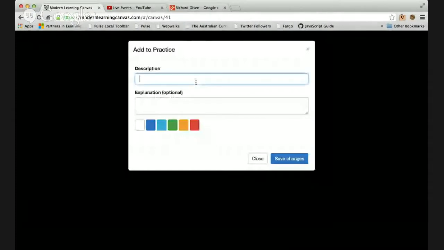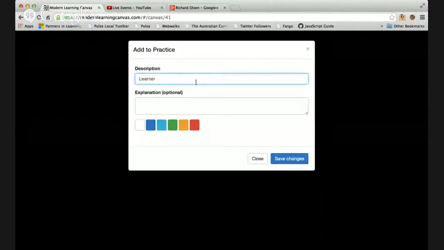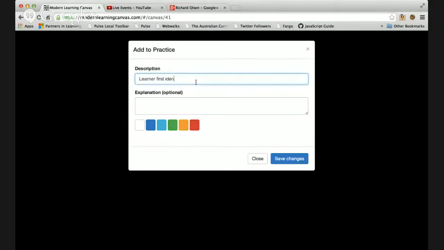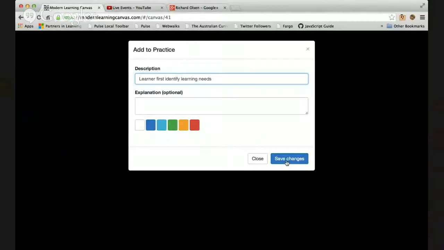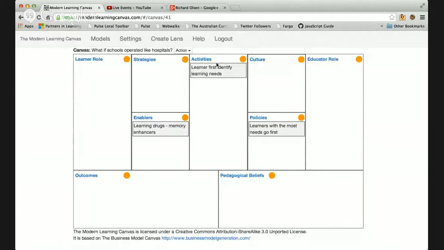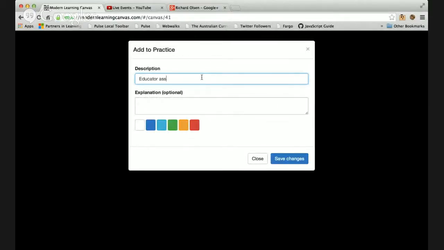I guess learners first identify their needs? First identify learning needs? Yeah, most likely. Wouldn't that be the physician's role to identify the learning needs? Would it be secondary? Yeah. Okay, so they identify themselves first, I guess, when they actually arrive there. Yes, and then the educator would assess the learning needs, wouldn't they?